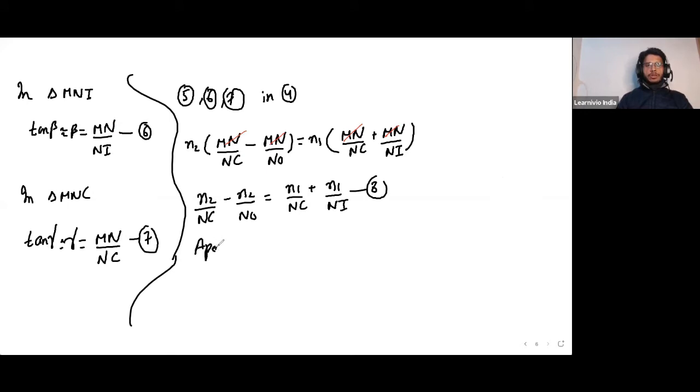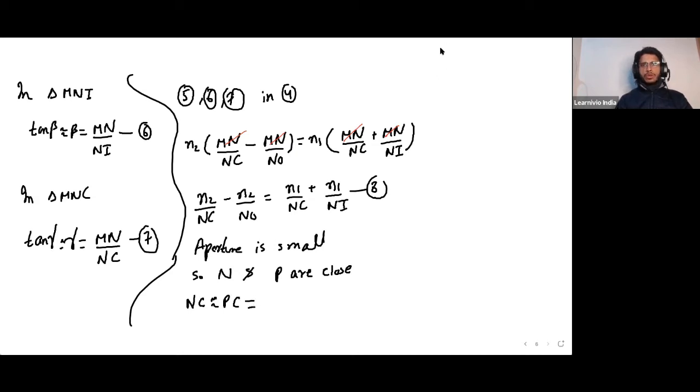Aperture is small. Check the sign convention. Aperture is small, so N and P are very close. These two points are very close. So you can say that NC is almost equal to PC, which is equal to positive or negative sign. NC is PC. And how much is PC? That's minus U.